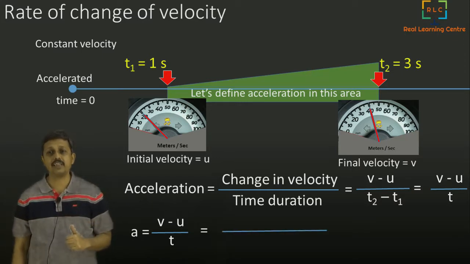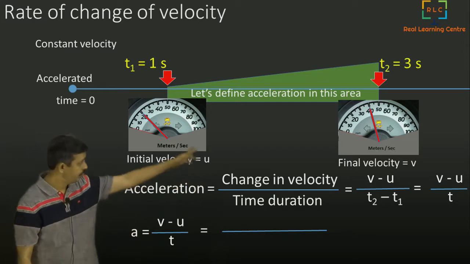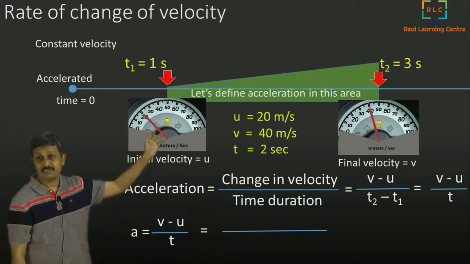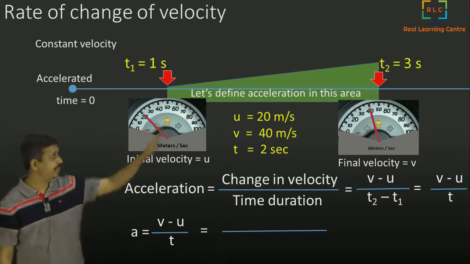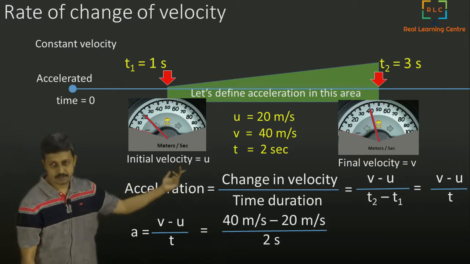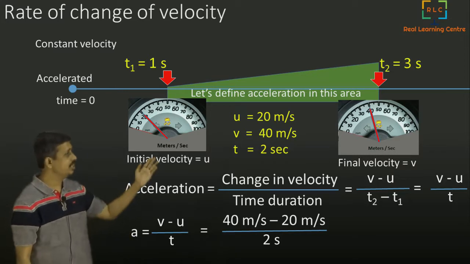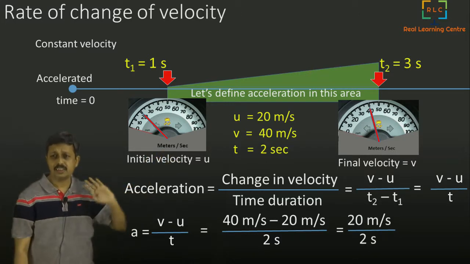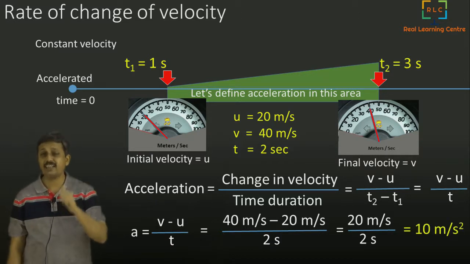So we have to now write down these values. What is v, what is u, what is t? V we know. Speedometer is showing v is 40, and u is 20, and t is 2 seconds. So 3 seconds minus 1 second is 2 seconds. All these three values we know, so we can substitute them. So 40 meters per second minus 20 meters per second, divided by 2 seconds. Once you substitute that, 40 minus 20 is 20 meters per second. In the numerator 20 meters per second, denominator is 2 seconds. So we will divide it and get the answer as 10 meters per second square.